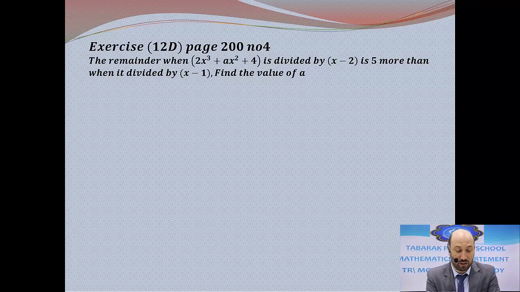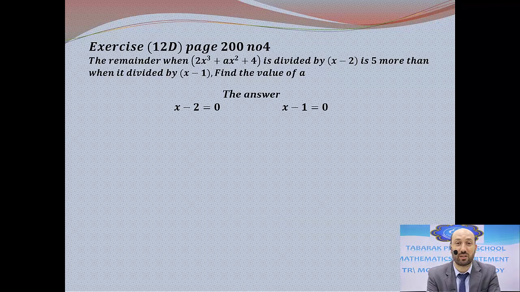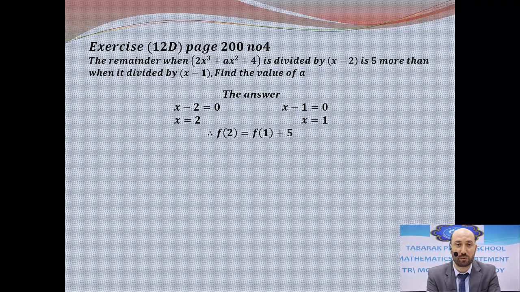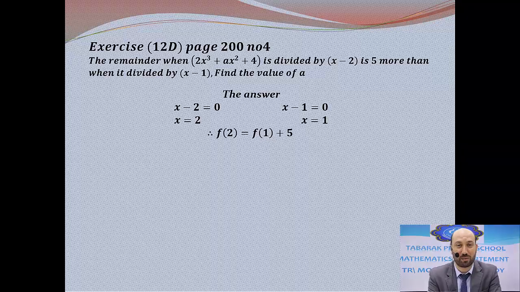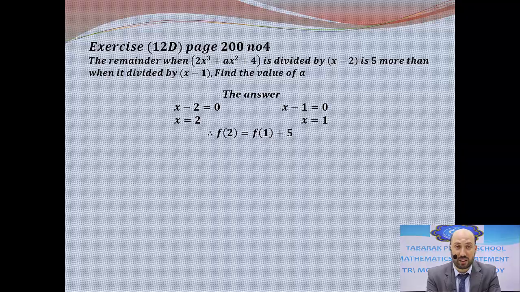So we have to find the zeros firstly. x minus 2 equal to 0 and x minus 1 equal to 0. We will have x equals 2 and x equals 1. But the relation here: when it is divided by x minus 2 it is 5 more than. As here means equal, and 5 more than means plus 5. So when it is divided by x minus 2 means function of 2, is means equal, and 5 more than means plus 5, and function of 1.